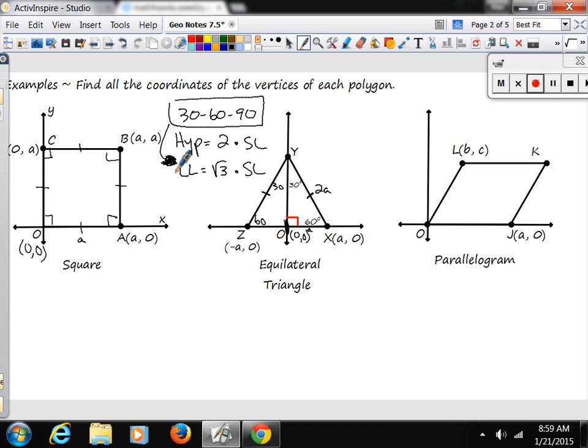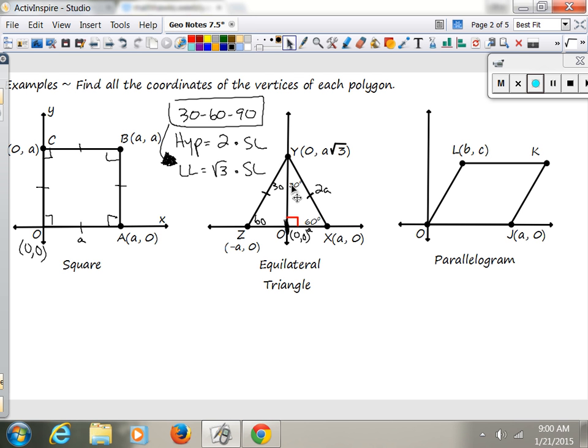So who can now tell me what y is? What is it? 0, a radical 3. That is correct. 0, comma, a radical 3. We knew it was 0. It had to be 0 because we're going straight up. But it was short leg times radical 3, a times radical 3, going up the long leg. Now, if you had known the 2a and the a down here, you could have done a squared plus b squared equals c squared and solved for the b and got the same thing. But you didn't know that unless you knew the 30, 60, 90 formulas. So those really come in handy to kind of remember these formulas. Okay, the third shape is a parallelogram.